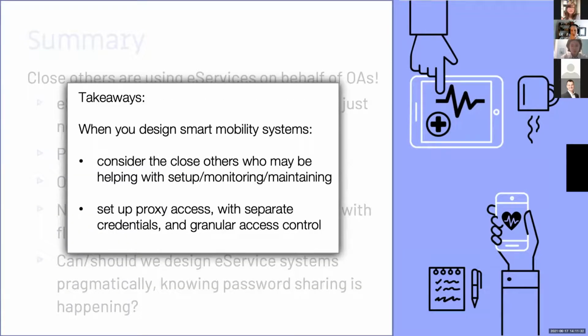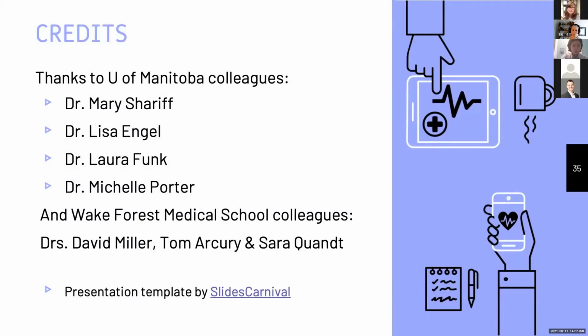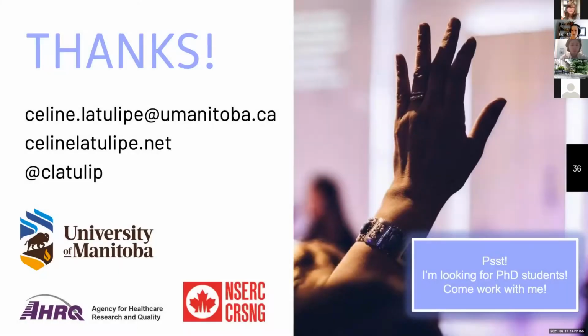This is the takeaway. If you're designing smart mobility systems, you really need to consider the close others who may be helping with setup, monitoring, and maintaining those systems. And you probably want to set up proxy access with separate credentials and give people granular access control. All right. These are the people at the University of Manitoba who have supported, and I'll stop and say thank you.